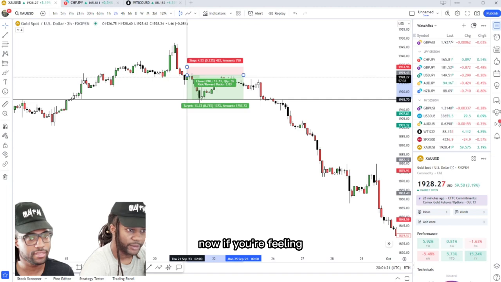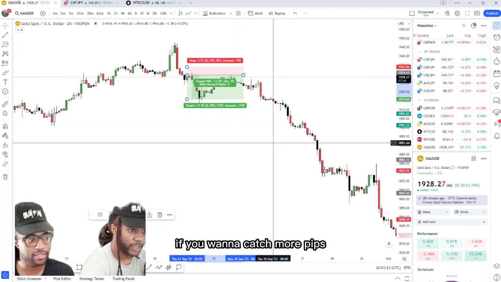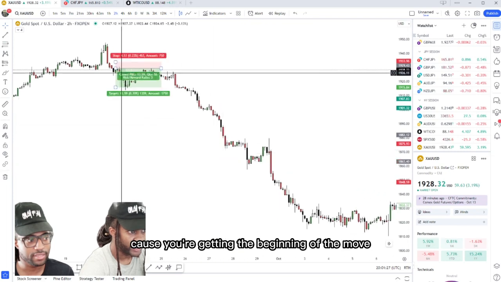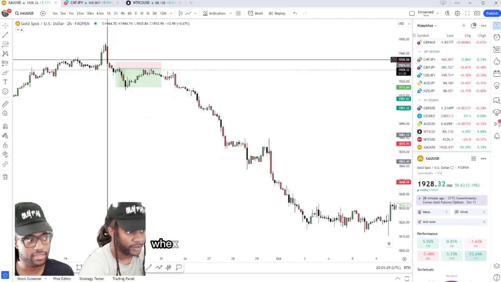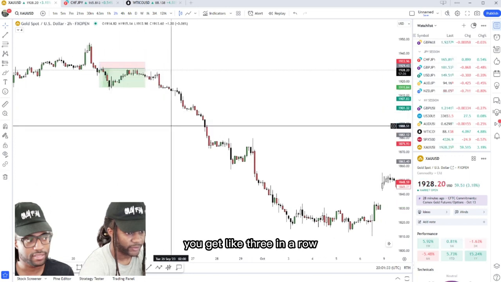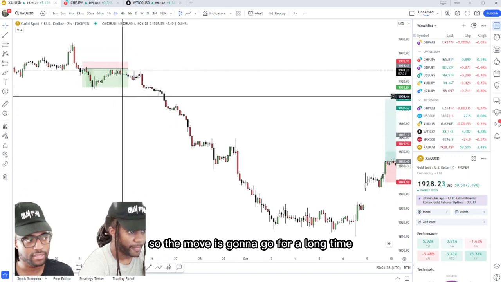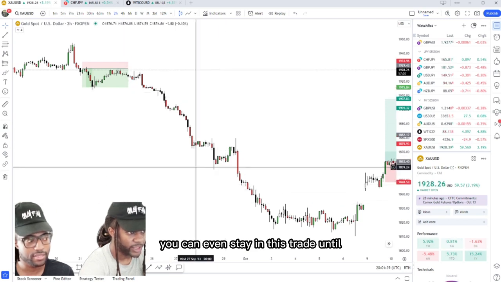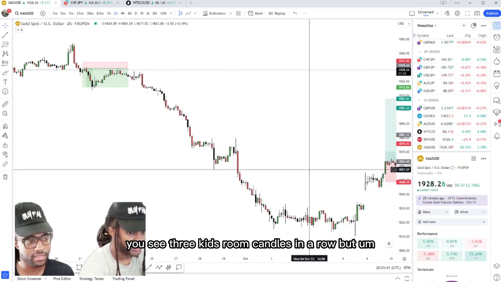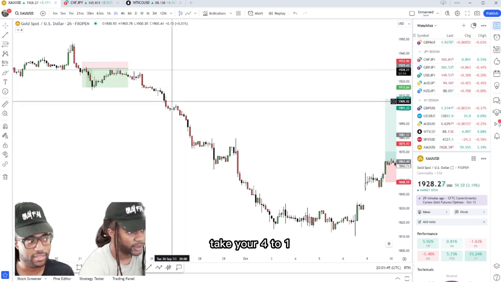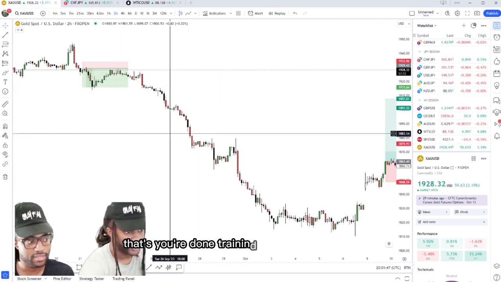Now, if you want to catch more pips, like I said, it sets you up to catch more pips because you're getting the beginning of the move. Like these candles, when it's 3 in a row, it happens every time the trend turns around. You get like 3 in a row. So the move is gonna go for a long time. You can even stay in this trade until you see 3 candles in a row. But just take your 3 to 1, take your 4 to 1, get out of there. You're done trading for it.